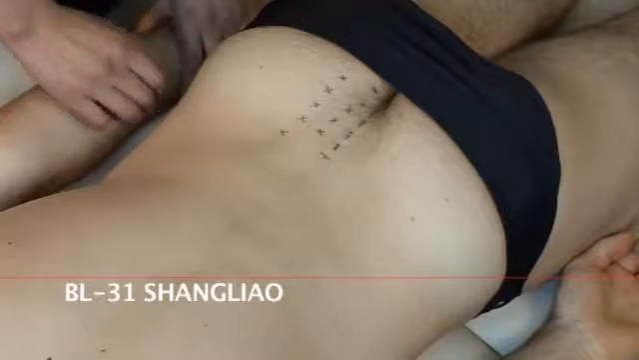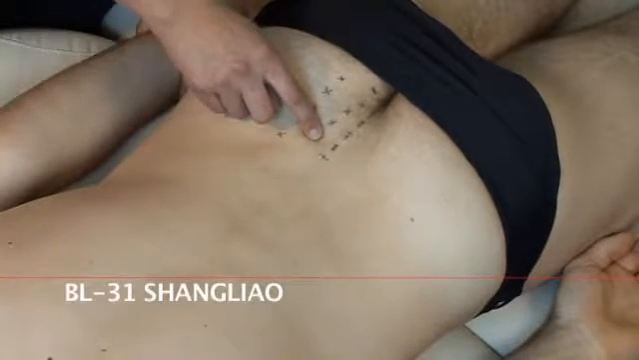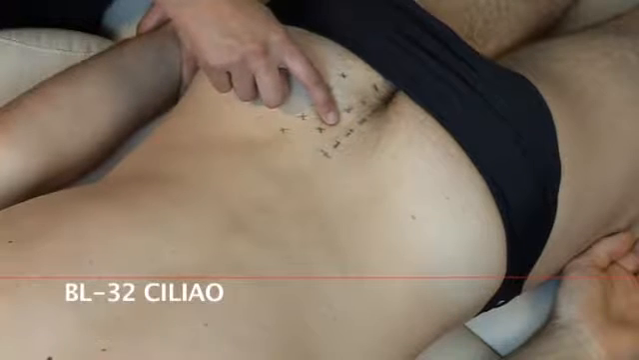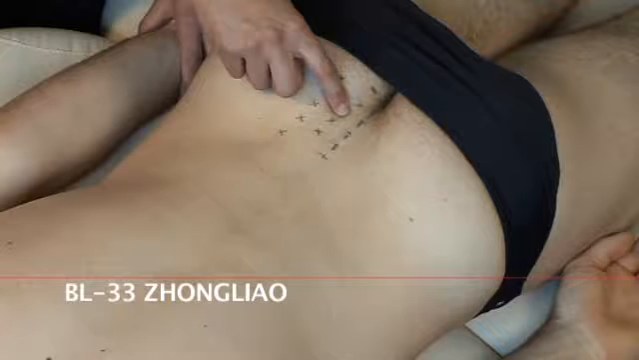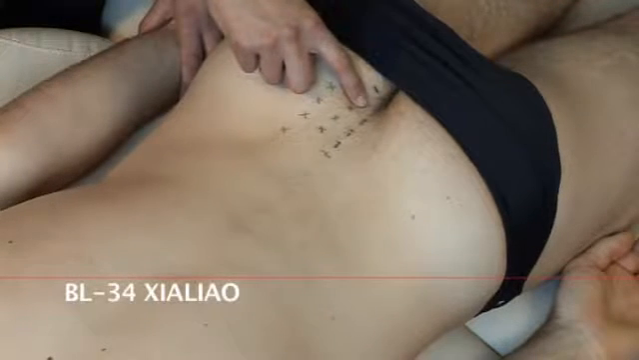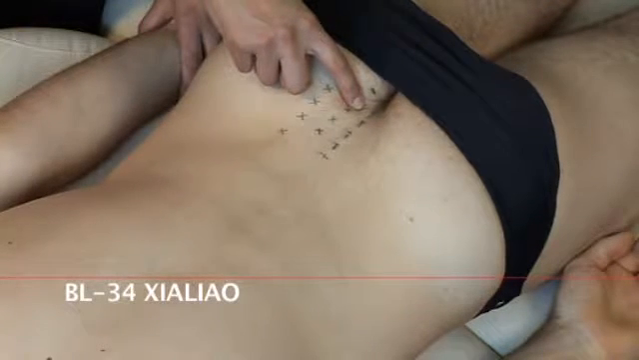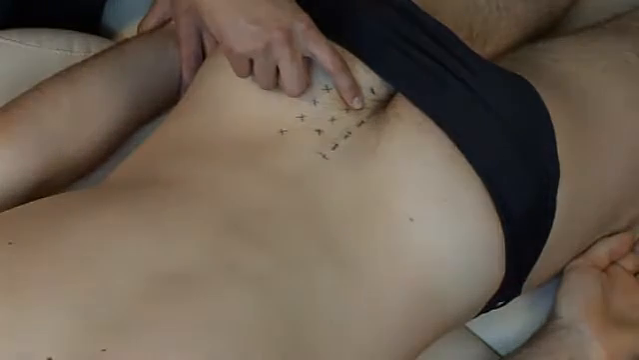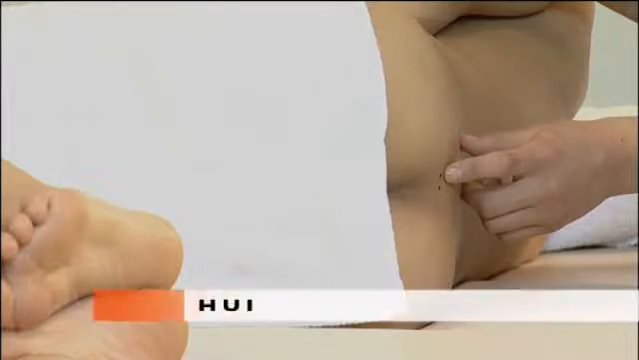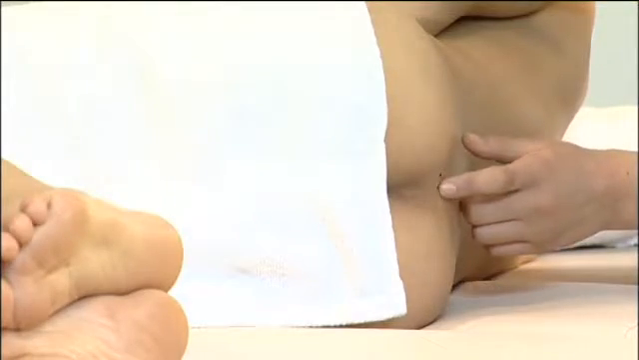Bladder 31 is within the first sacral foramen. Bladder 32 is within the second sacral foramen. Bladder 33 is within the third sacral foramen, and bladder 34 within the fourth sacral foramen. Bladder 35 is 0.5 cm lateral to Du2.